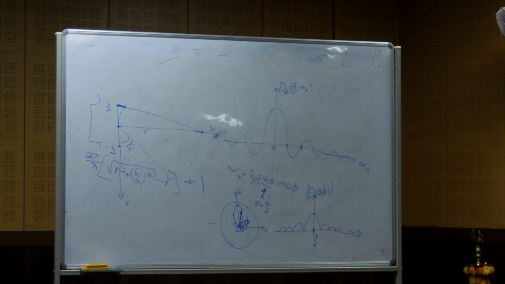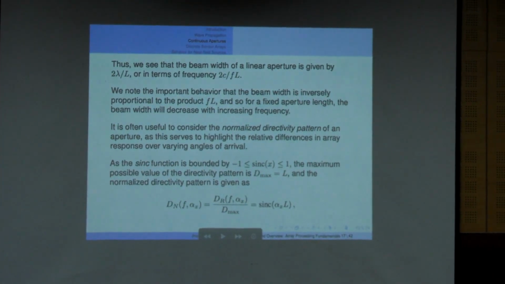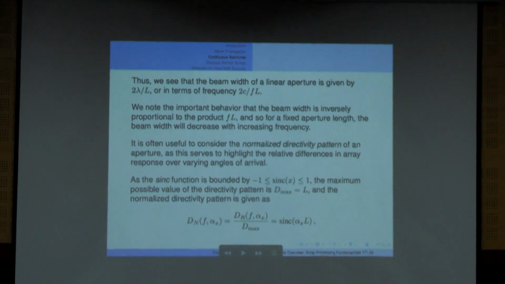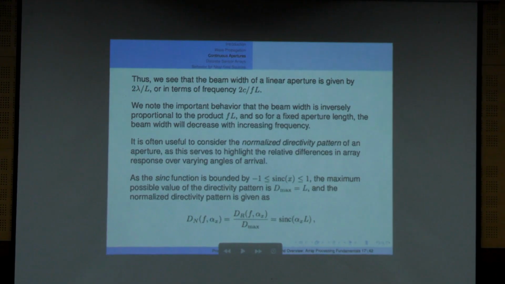It's not important what the absolute directionality is, but we need to know the relative directionality relative to a certain direction. So that's why we can normalize the directivity pattern by its maximum value. We can always change the strength of the electrical signal. What we're interested in is the differences in responses to different directions.